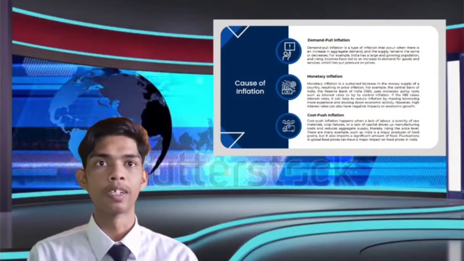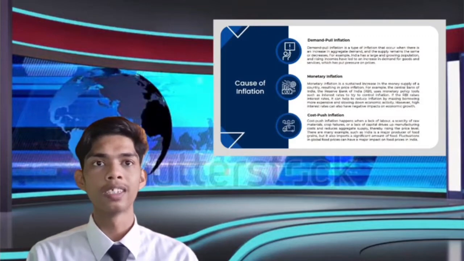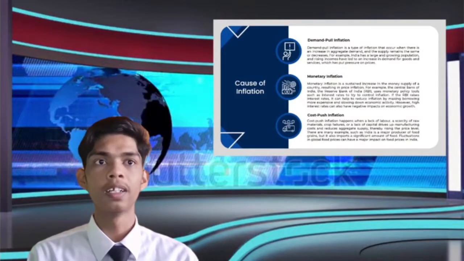Second is monetary inflation. Monetary inflation is a sustained increase in the money supply of a country, resulting in price inflation. For example, the Central Bank of India, the Reserve Bank of India (RBI), uses monetary policy tools such as interest rates to try to control inflation. If the RBI raises interest rates, it can help to reduce inflation by making borrowing more expensive and slowing down economic activity. However, high interest rates can also have a negative impact on economic growth.